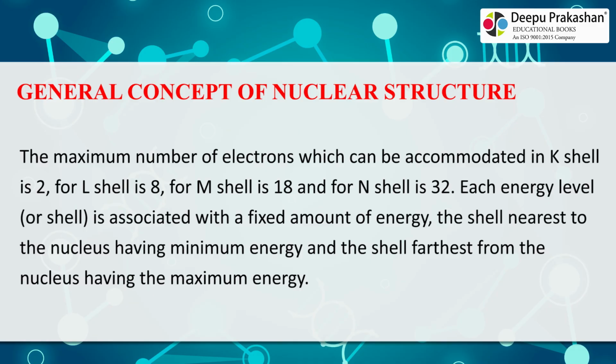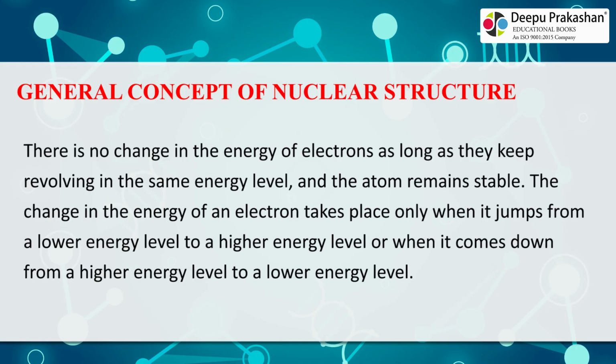Each energy level or shell is associated with a fixed amount of energy, the shell nearest to the nucleus having minimum energy and the shell farthest from the nucleus having the maximum energy. There is no change in the energy of electrons as long as they keep revolving in the same energy level and the atom remains stable.